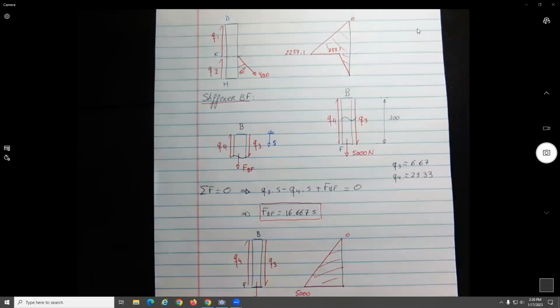Any question about the procedure? I mean, basically, it's all the time the same thing. Now you take the member, you see how many discontinuities you're gonna have, you make the cuts, and so on.